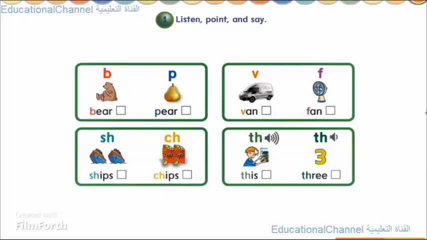TH says, th, th, th, th, this. TH says, th, th, th, three. Now you make the sounds and say the words. Th, th, this. Th, th, three.